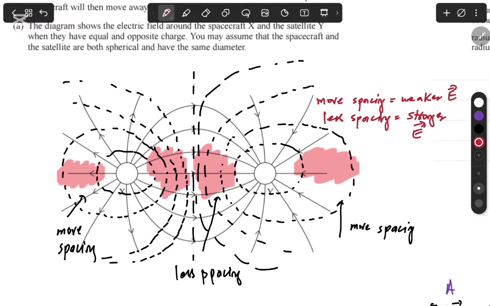That's why we also draw this straight line in the middle as well. And then we make the field lines dense here and less dense here. I hope that is clear.